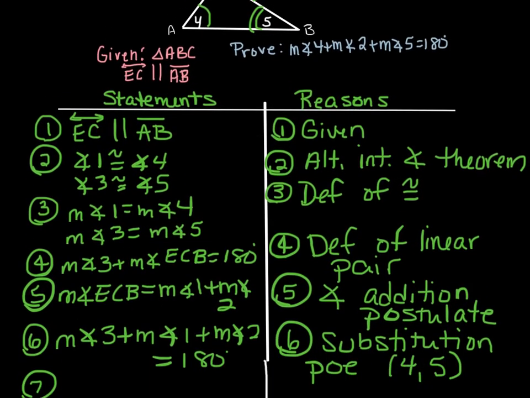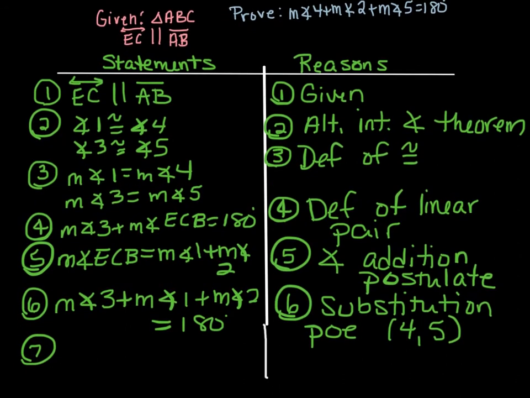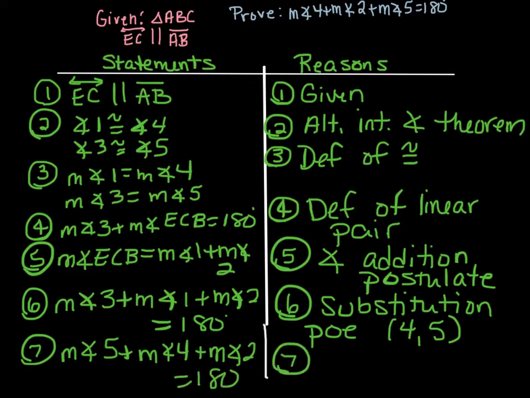But wait a second. We don't want 3, 1, and 2. So we have to do a little double substitution. We're going to substitute in 5 for the measure of angle 3, and 4 for the measure of angle 1. So step 7, substitution property of equality, lines 2 and line 6.